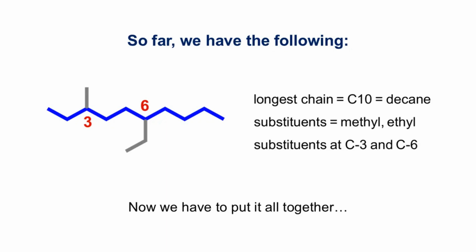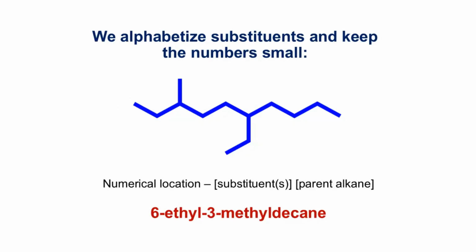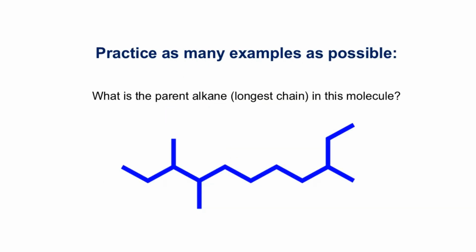Now we have to assemble the complete name. Putting the name together, using the systematic approach of numerical location and names of substituents on the parent chain, gives us 6-ethyl-3-methyldecane for this example. As with much of organic chemistry, the best way to become proficient is to practice examples and then correct any mistakes. What is the longest chain here?